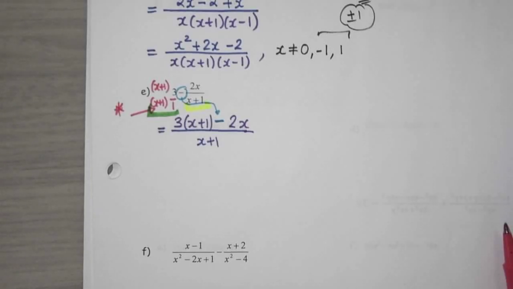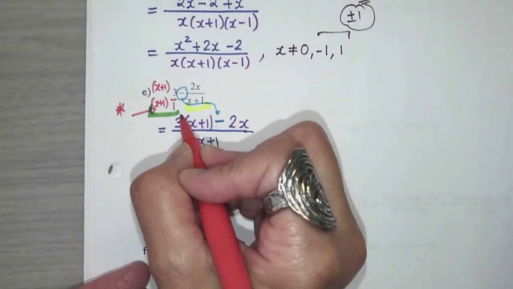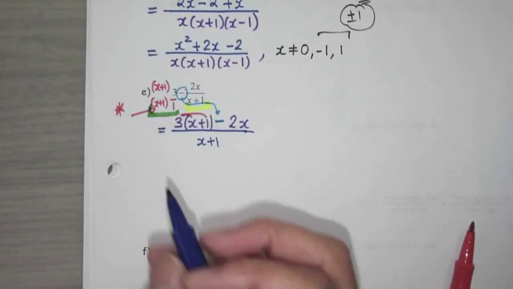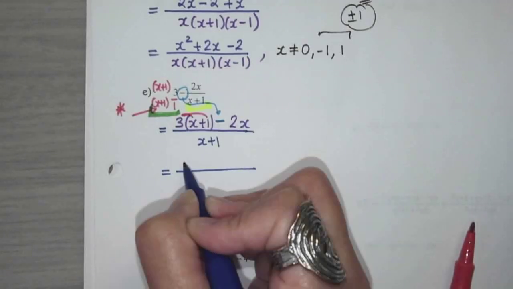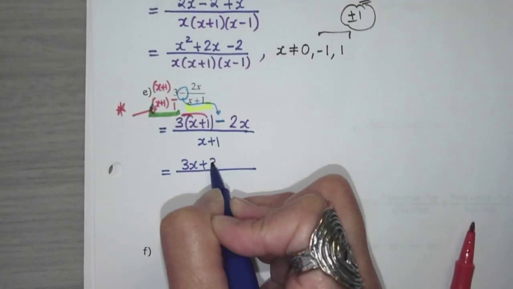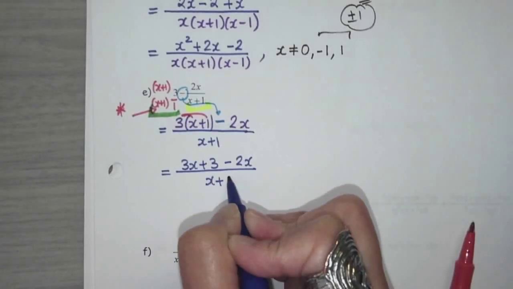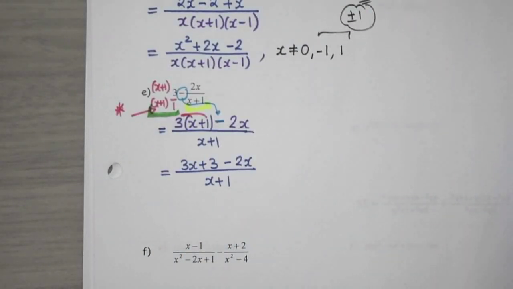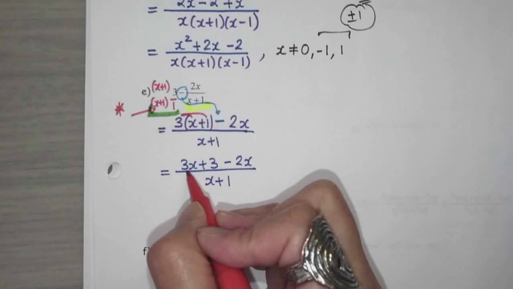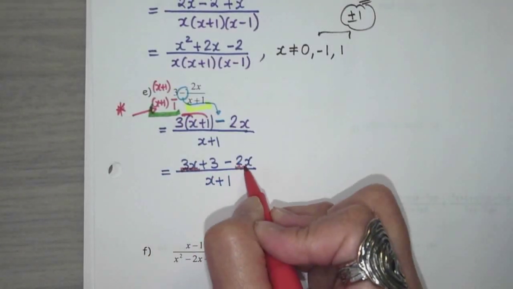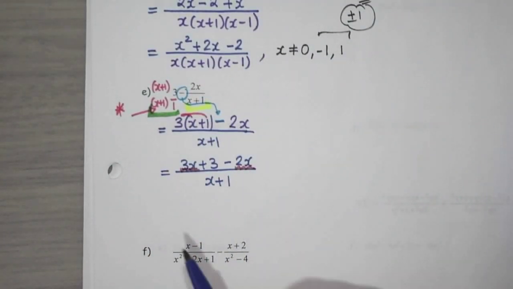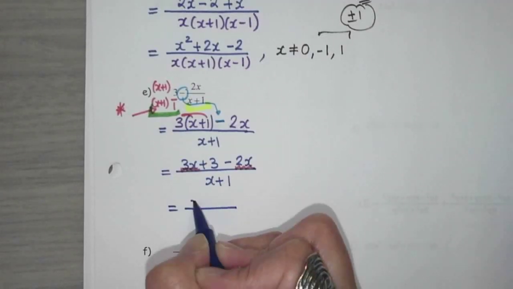Okay. Then you're going to clean up the top as much as we can, factor everything like that. So we're going to expand this one out first, and we're going to go 3x plus 3 minus 2x over x plus 1. Can I simplify that more? Yep, those like terms here and here. 3x minus 2x, so that'll just be x.